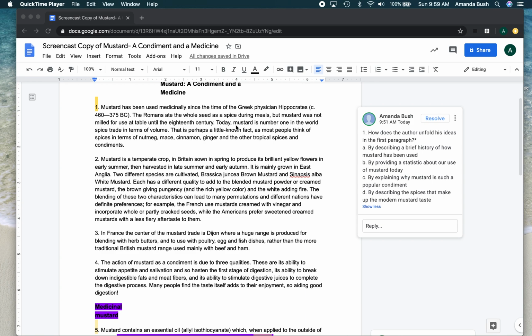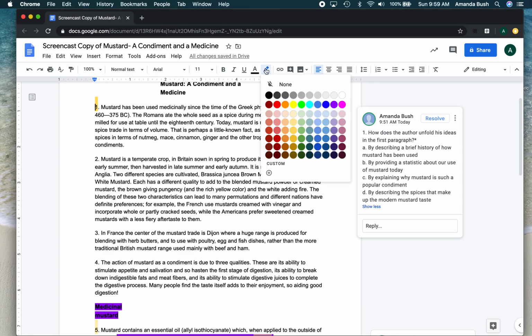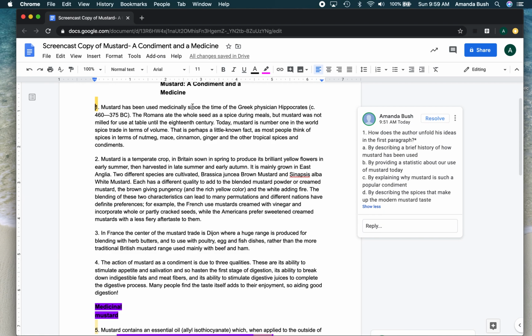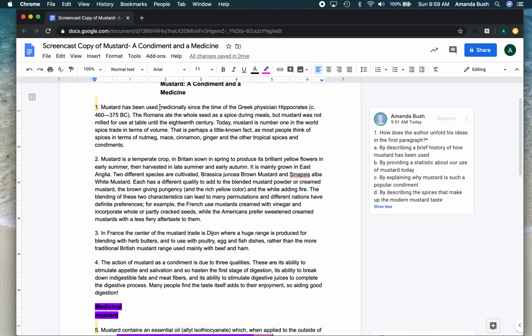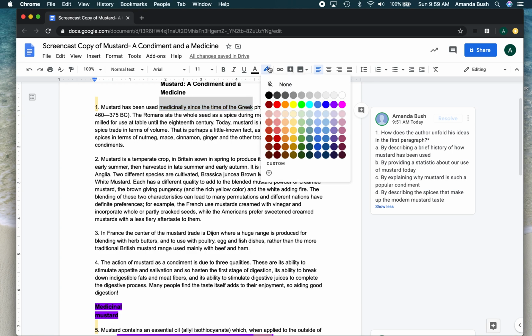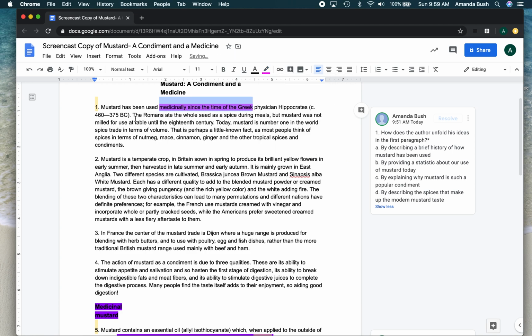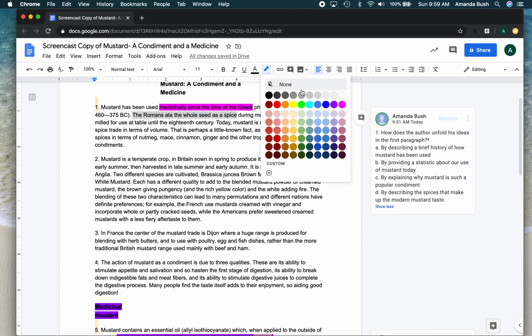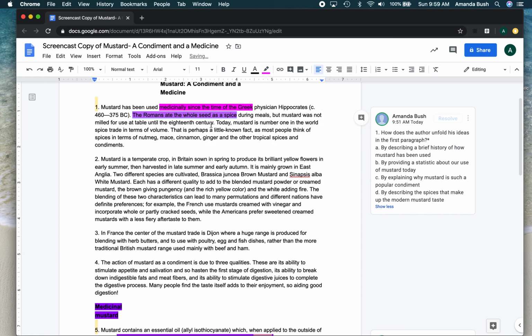I'm seeing this idea that there have been multiple, and I'm going to get my highlighter tool here. There have been multiple ways that people throughout history have done that. So I see medicinally since the Greeks. I'm seeing the repetition of this idea like the Romans ate it as a spice. And then this idea that it's still very much used today in terms of, once again, a spice.